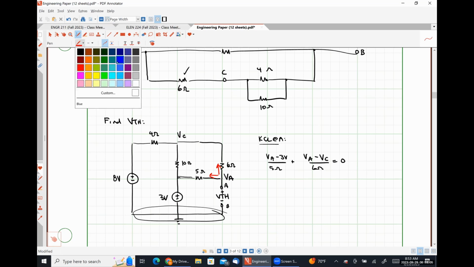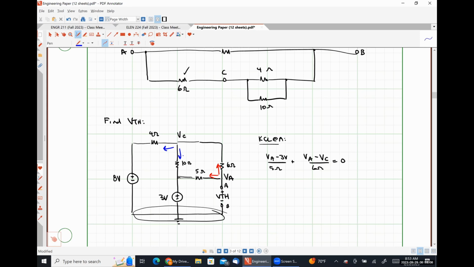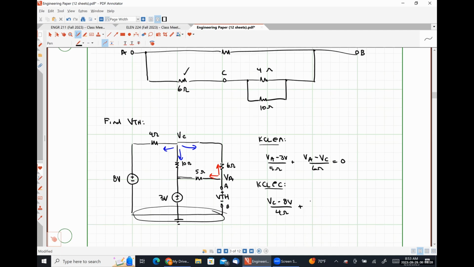Now I'm going to apply KCL at node C. So I'm going to have this current, and this current. So that's going to look like VC minus 8 volts over 4 ohms plus VC minus 3 volts over 10 ohms plus VC minus VA over 6 ohms is equal to 0. And now I can solve that system.